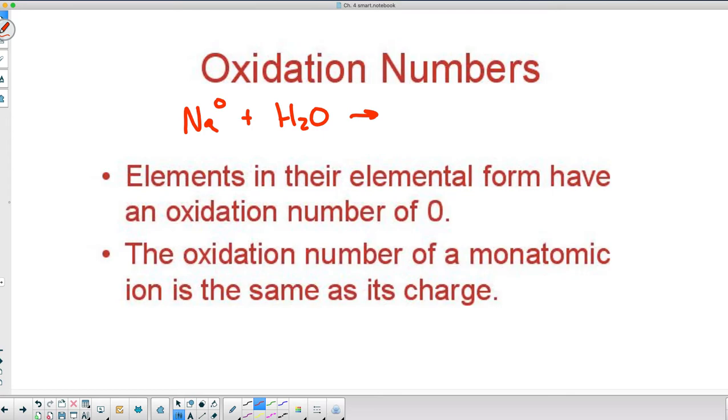Protons equal electrons. There is no difference in charge because the plus charges equal the negative charges. Okay. The oxidation number of a monatomic ion is the same as its charge.